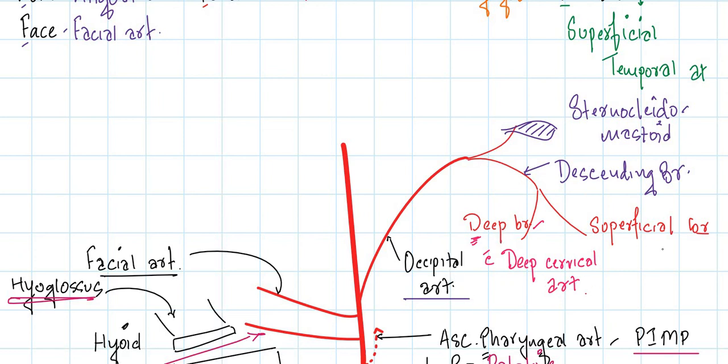with the deep cervical artery, and the superficial branch is anastomosing with the superficial branch of the transverse cervical artery, and that's called the occipital artery. So that's pretty much everything about the occipital artery. And these arteries which I just said, deep cervical and transverse cervical, I'll discuss in a different tutorial.